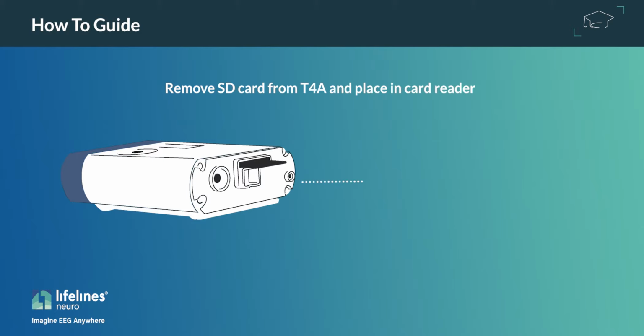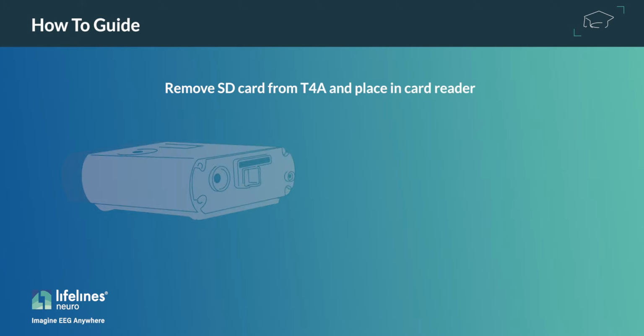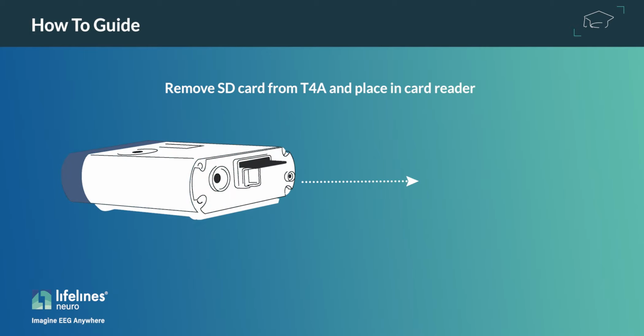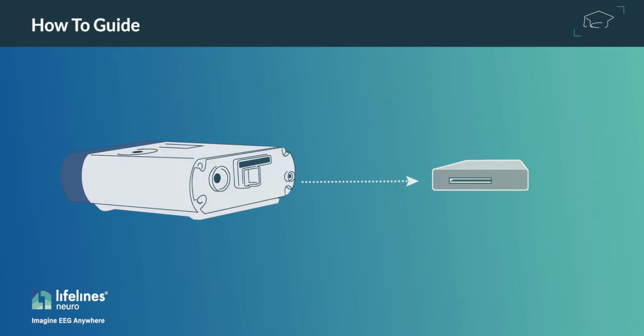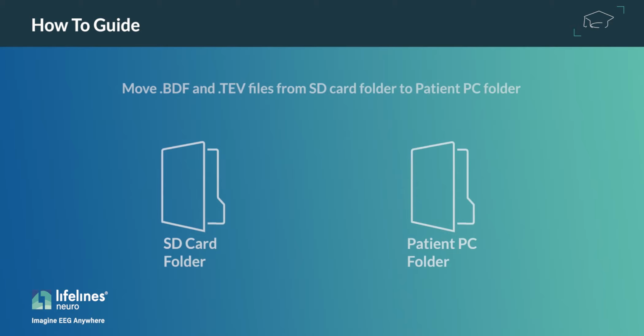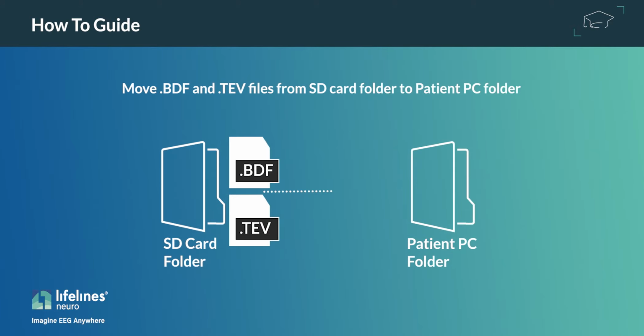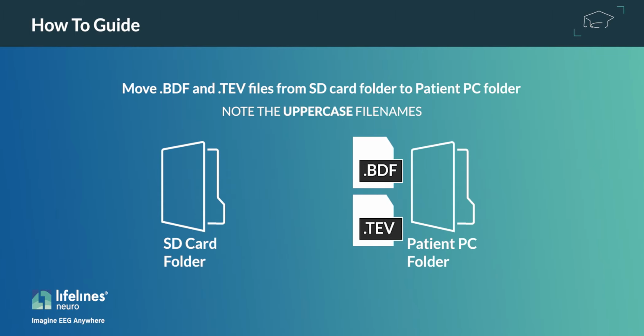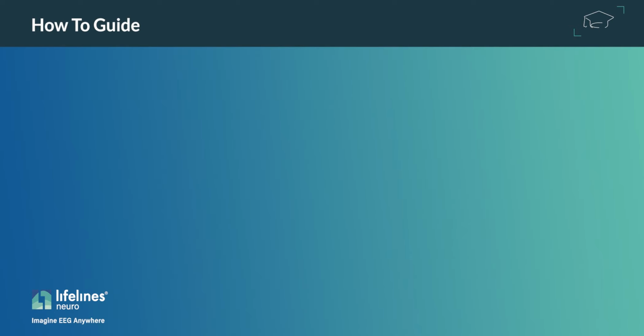Take the SD card out of the T4A amplifier and place it into the card reader that is connected to the device. Move the .bdf and .tev files to the Patient PC folder by clicking and dragging. These file names are uppercased or capitalized, so they are easy to tell apart from the data files on the PC.